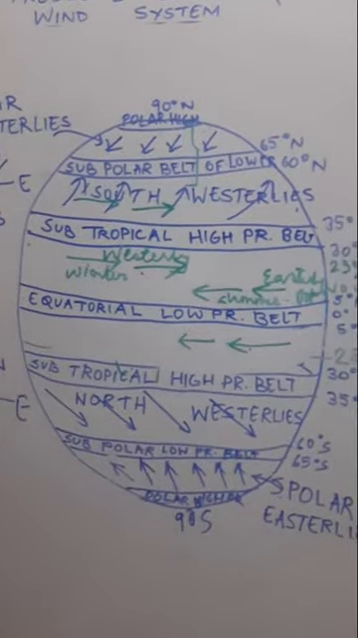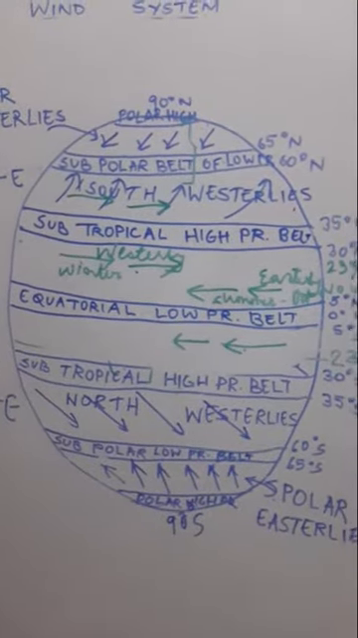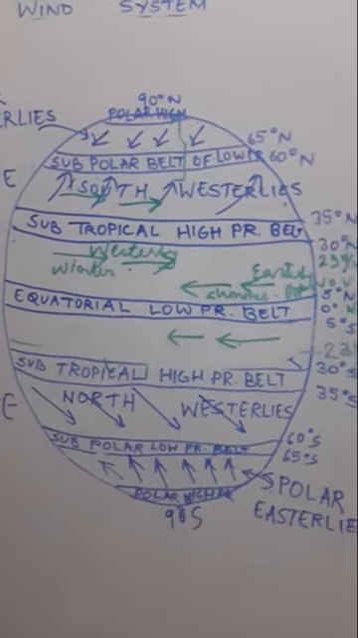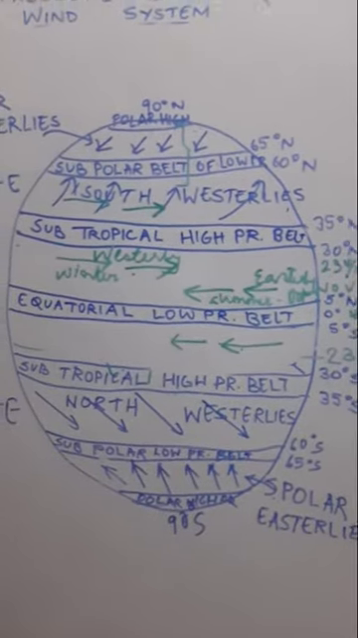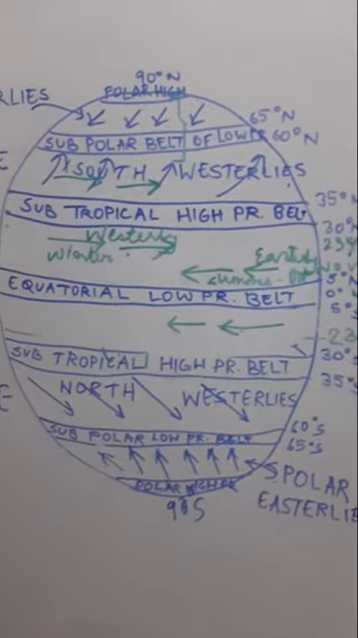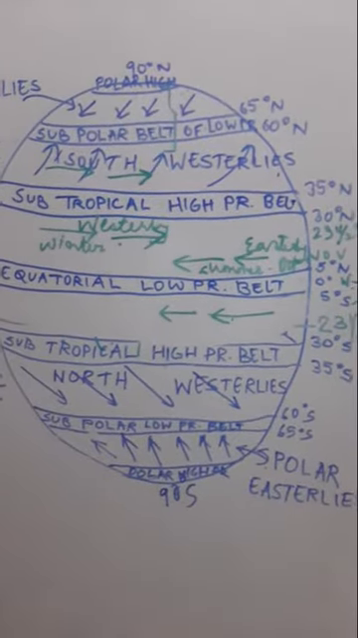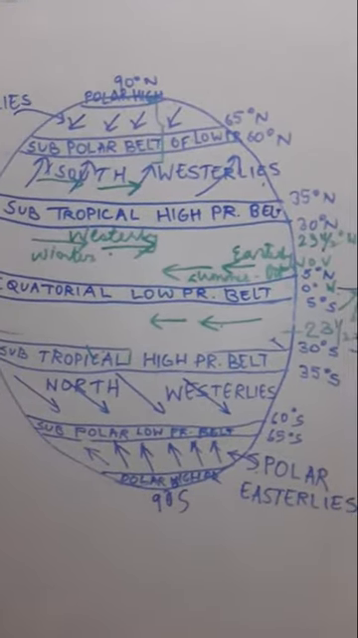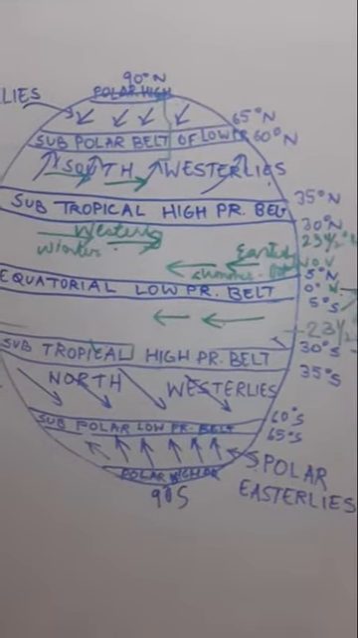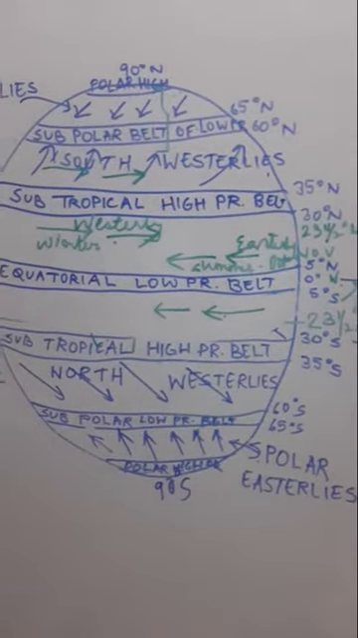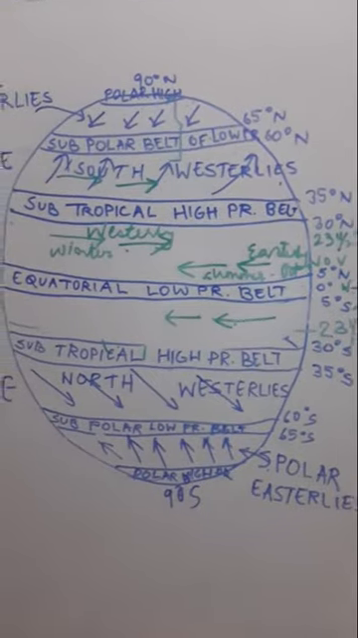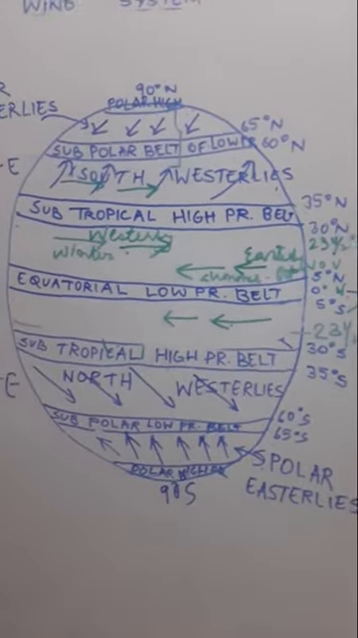So the jet streams are moving in their own belt, but during particular seasons they become active over India. The westerly jet stream during the winter season is active over India, and the easterly jet stream becomes active over India during the summer season till the end of October, November.